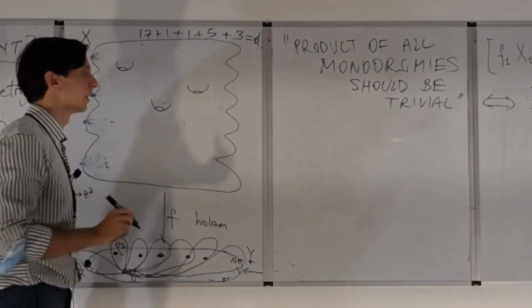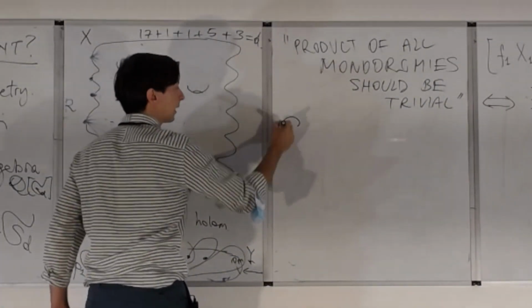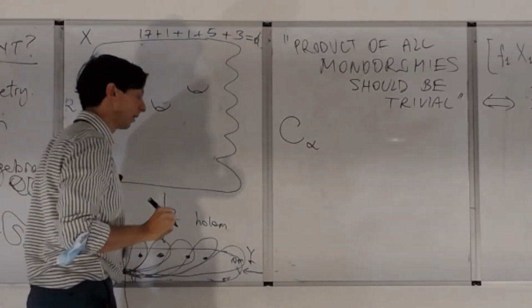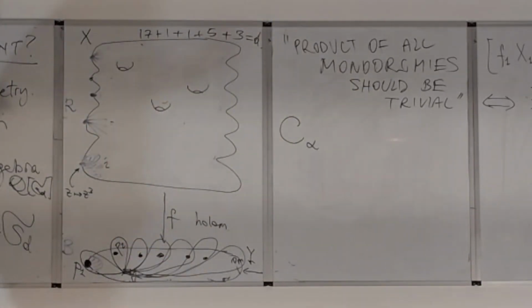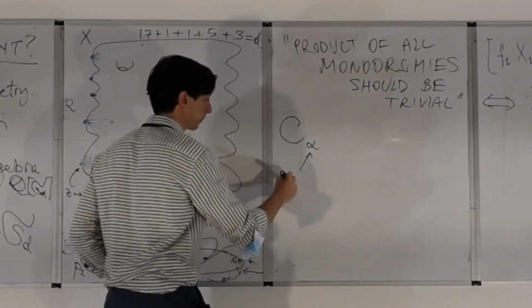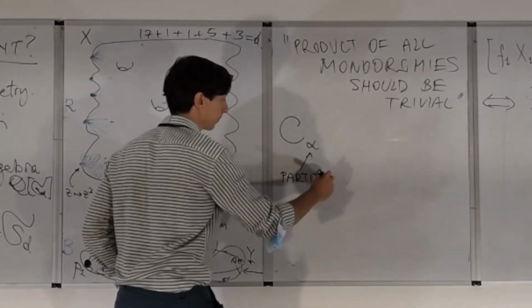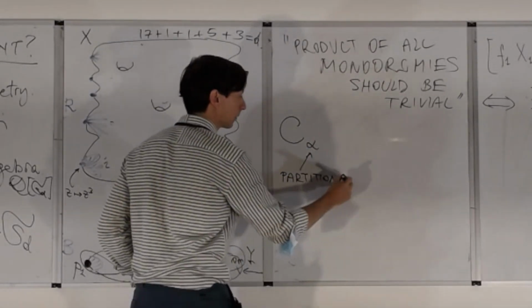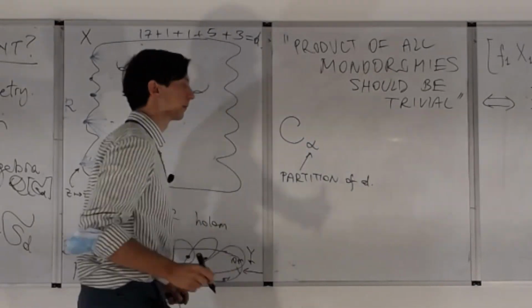Okay, so now I want to define this element, C alpha. Alpha is a partition of D. They're all partitions of D.